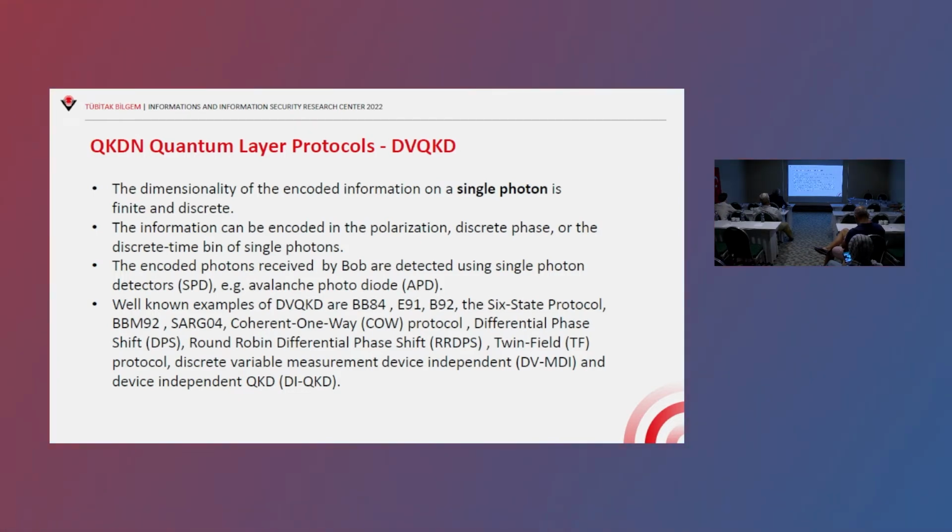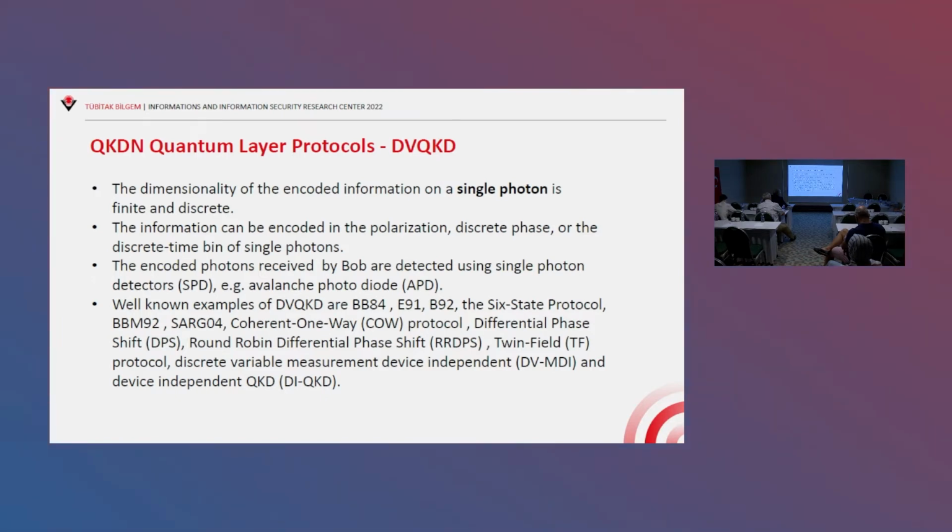The encoded photons are then received by Bob. They are, in this case, received by single photon detectors. Avalanche photodiodes could be popularly used, or nowadays photodetectors based on superconductivity. They are much more sensitive; close to 100%, 98% quantum efficiency is possible nowadays with these superconducting detectors.